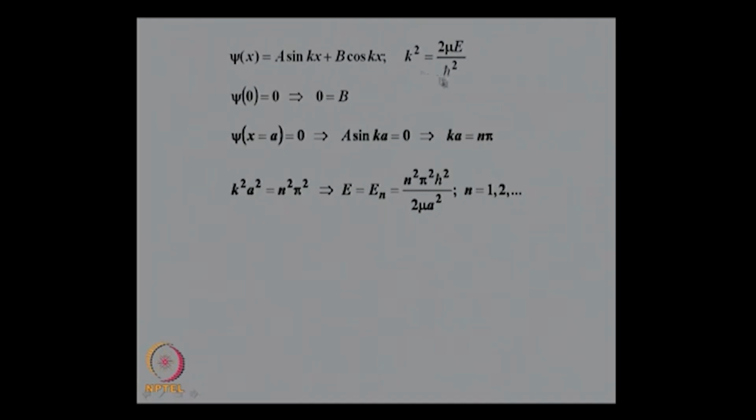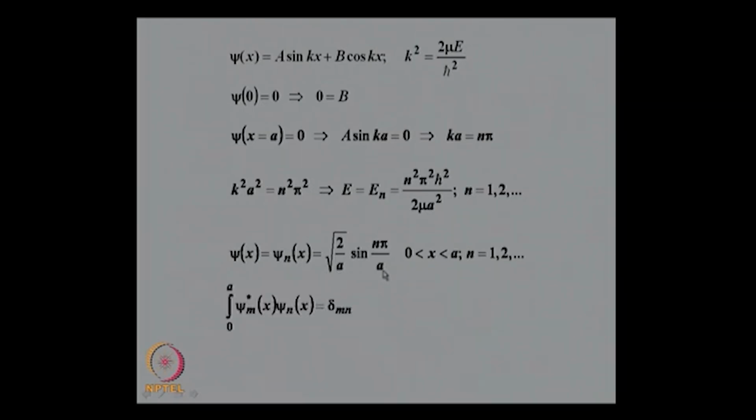So, therefore, E is equal to h cross square k square by 2 mu. So, the discrete energy levels of the problem will be equal to n square pi square h cross square by 2 mu a square, and the corresponding normalized wave functions are square root of 2 by a sin n pi x by a.